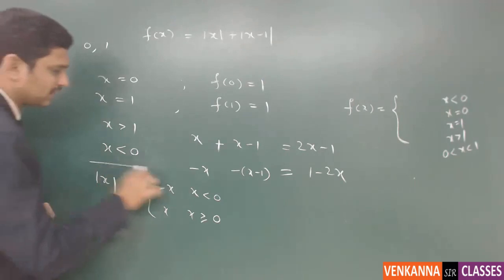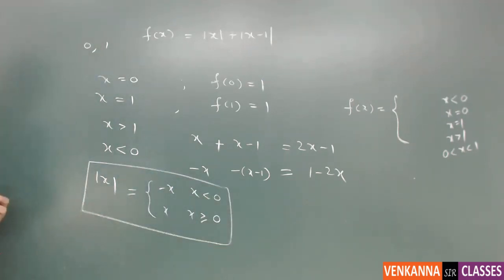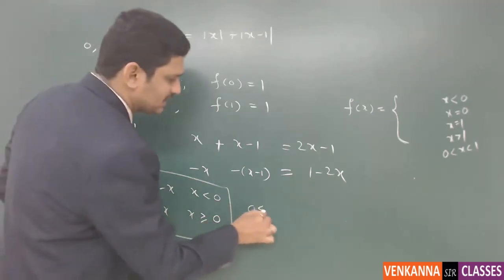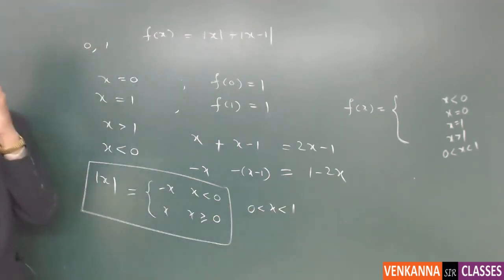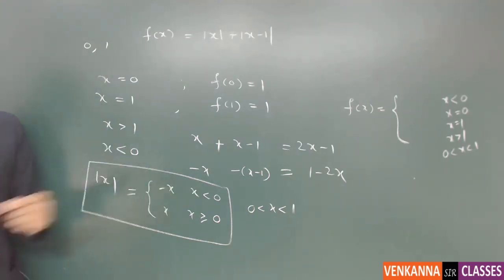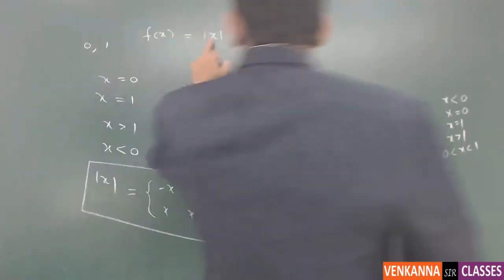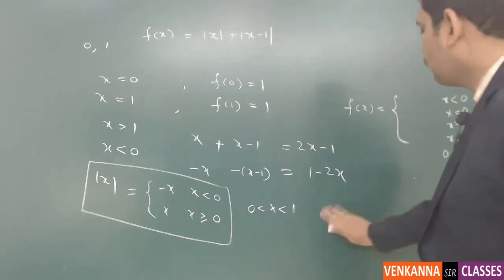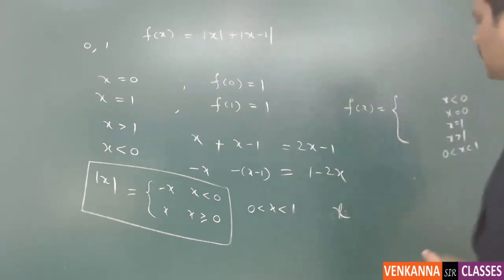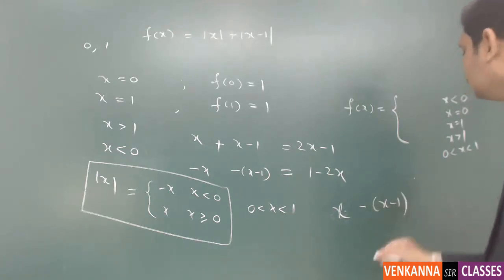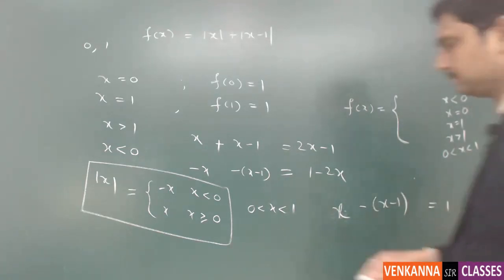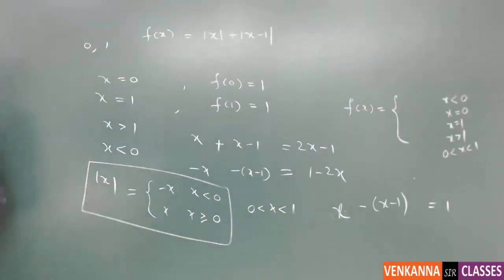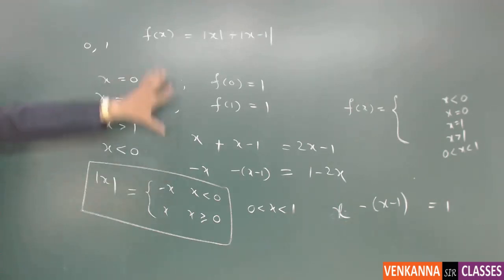So, after this, one more case is left, that is what happens if x is less than 1 and greater than 0. So, you are taking a number which is lying between 0 and 1. In such case, mod x will be x and mod x minus 1 will be minus of x minus 1. So, it will be 1 on summing up. Is that clear to all? So, this is for your rough work.